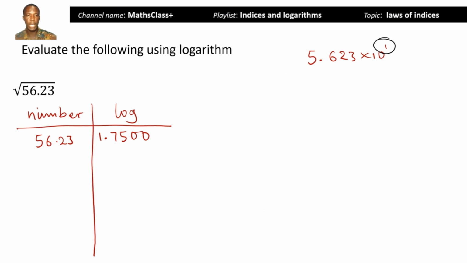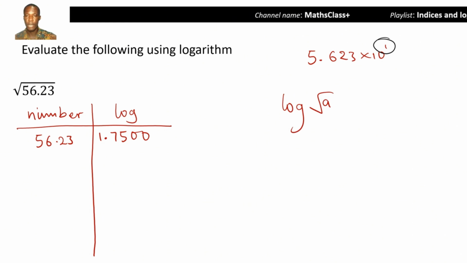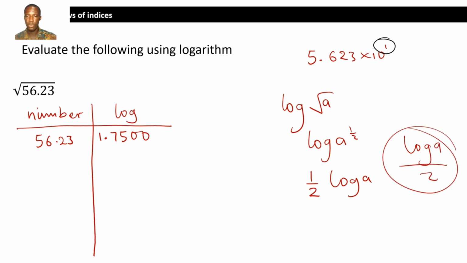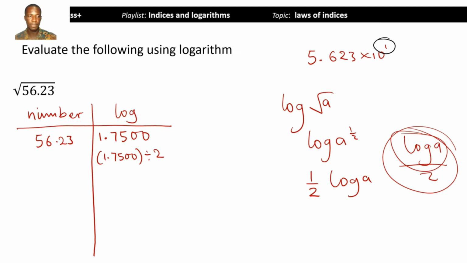Okay, now when you look at the expression, we have a root. So log of a root number, let's say a, we can rewrite it as log of a to the power half, and the half will have to drop to multiply the log value. So like this. So which means when you multiply, it's going to be something like log A divided by 2. So the log value we have obtained, we are going to divide by 2. So we are going to have 1.7500 divided by 2, and that gives us 0.875. Okay, so that's what we have.